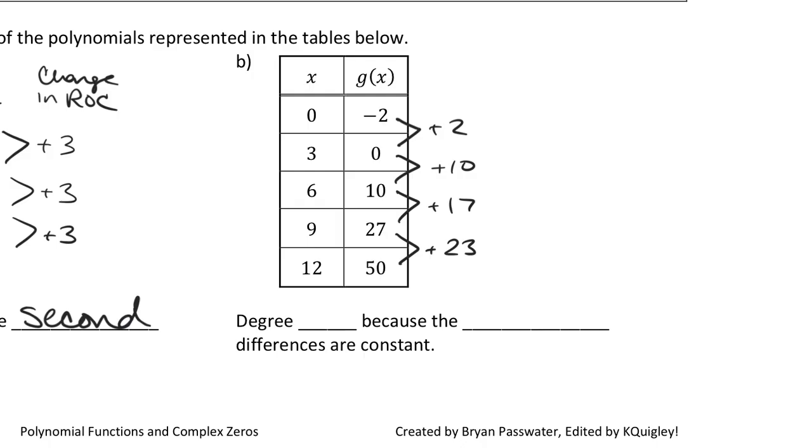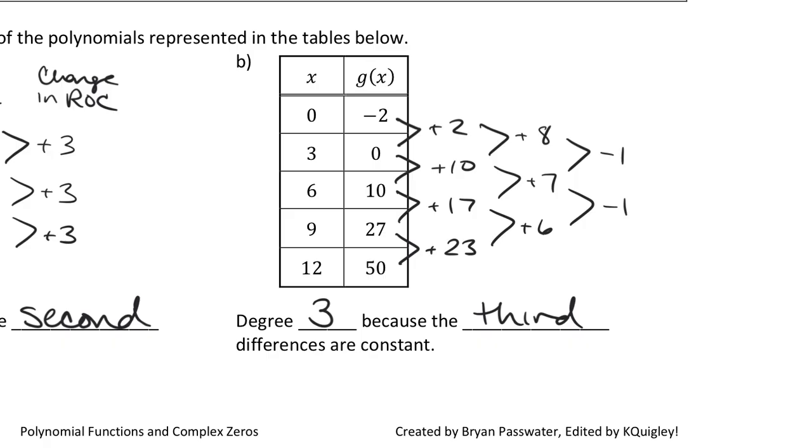So we go to the second differences. From 2 to 10, it takes me going +8. From 10 to 17, that's +7. And from 17 to 23, that's +6. Are my second differences the same? No, but if I go one more, from 8 to 7 is -1, from 7 to 6 is -1. Since my third differences are the same, I had to keep going till I get all the same number. We can draw a conclusion that this is going to be a degree 3 polynomial because the third differences are constant.